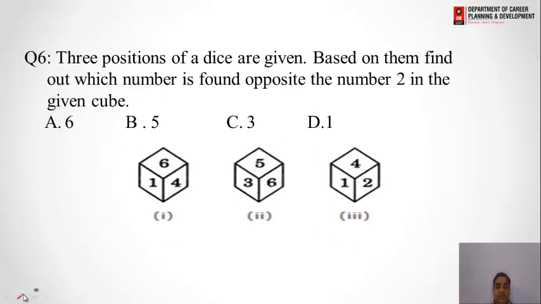Now the next question what we have, 3 positions of a dice are given. Based on that, find out which number is opposite to the number 2 in the given cube. Now what is opposite to 2? We need to find. So 1 cannot be the answer because that is adjacent to 2. Now 4 and 1, that is also adjacent to figure 6. So we can say option A is the right answer for this question.